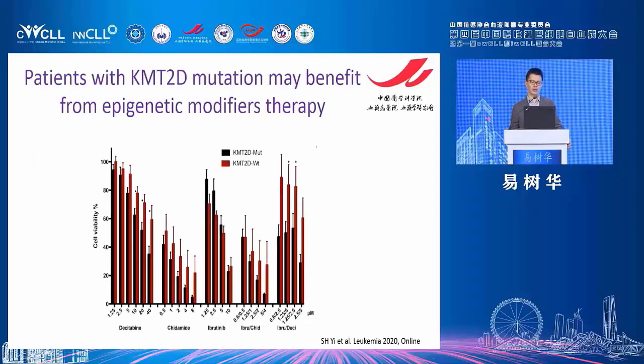So this means that KMT2D mutation is a functional mutation. KMT2D is an epigenetic gene. If these genes are mutated, we can use some epigenetic modifier drugs in these patients. So we used primary CLL patient cells to compare the sensitivity to some drugs, for example, decitabine and chidamide, and also compared with the sensitivity to ibrutinib. We found that the KMT2D mutated cells are more sensitive to decitabine and chidamide, but had lower sensitivity to ibrutinib. But if you use these drugs together, we can find that ibrutinib and decitabine have some synergistic effect when used together.